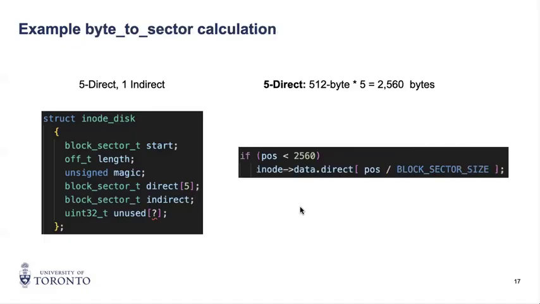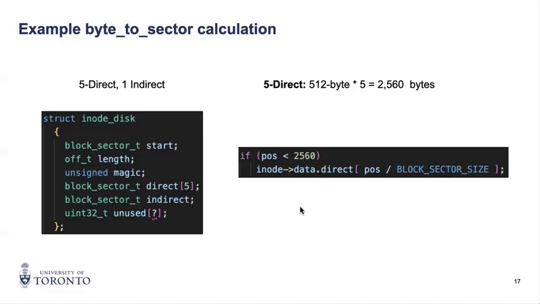Another example, which is also one of the first useful functions you should implement after you have set up the inode structure, is that you should change the byte to sector function. Since we have indirection, we cannot rely on what we previously assumed, contiguous disk space for the files. Now it's not the case. The files can go anywhere in the file system.